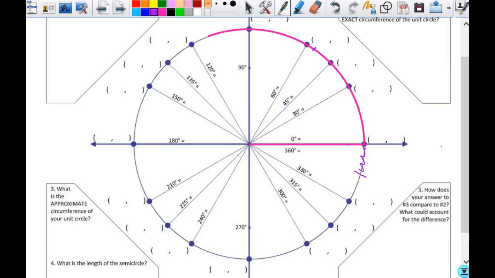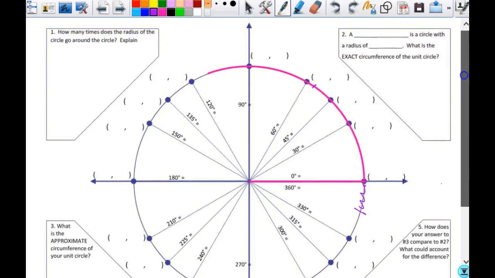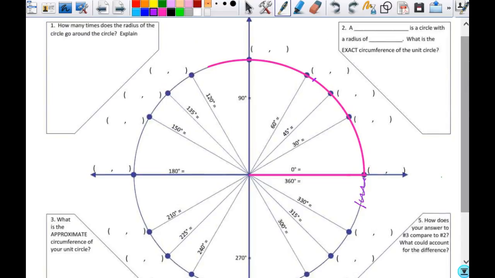All right, so you've marked it all the way around and ended somewhere right about here, right? I didn't measure mine, I just threw a little line up here. But you have some left over that you could not put a full Binderoo on. So on number 1, it says how many times does the radius, because remember your Binderoo represents the radius, go around the circle? A little over 6. We can say a little more than 6, because there were 6 full ones.